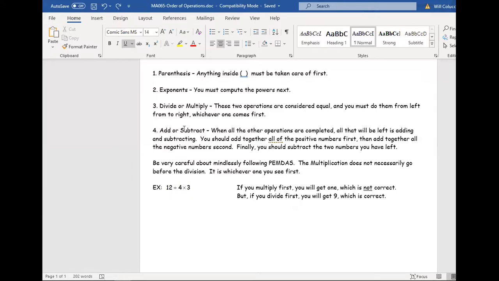This is important. I know a lot of people screw this up. They're like, oh, you got to do multiply. It's not true. You divide if the divide comes first, you do it first. Whichever one comes first. Now, when you've done the first three things, there's nothing left but a bunch of numbers with pluses and minuses in front of them. It's all adding and subtracting at that point. So you should do exactly what I did on the board, which was add all the positives, add all the negatives, and then subtract. I even wrote that there in the notes, okay?